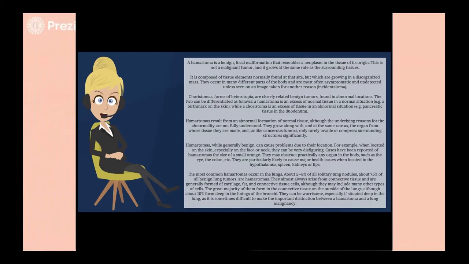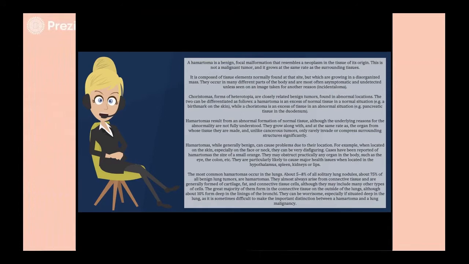Incidentaloma. Choristomas, forms of heterotopia, are closely related benign tumors, found in abnormal locations. The two can be differentiated as follows. A hamartoma is an excess of normal tissue in a normal situation, for example a birthmark on the skin, while a choristoma is an excess of tissue in an abnormal situation, for example pancreatic tissue in the duodenum.